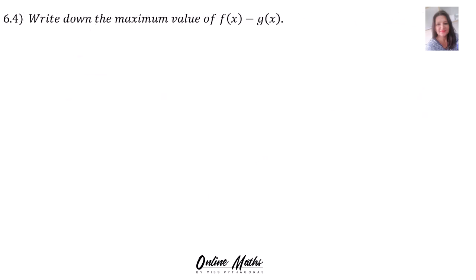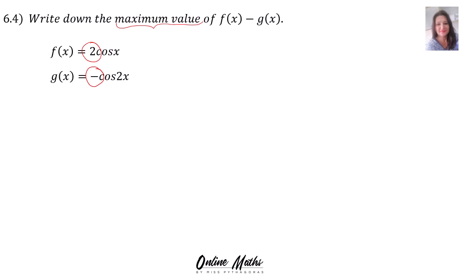6.4. Write down the maximum value of f of x minus g of x. Now, first of all, f of x was, the equation there was 2 cos x, and g of x's equation is minus cos 2x. Now, the maximum value has everything to do with your amplitude, the coefficient, the number in front of the cos x.